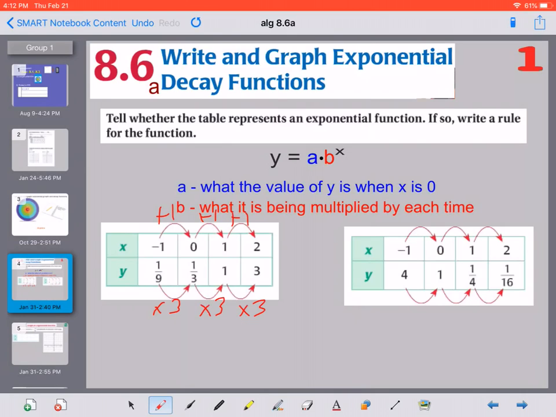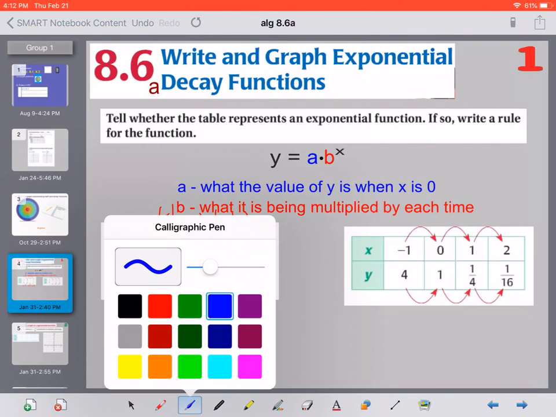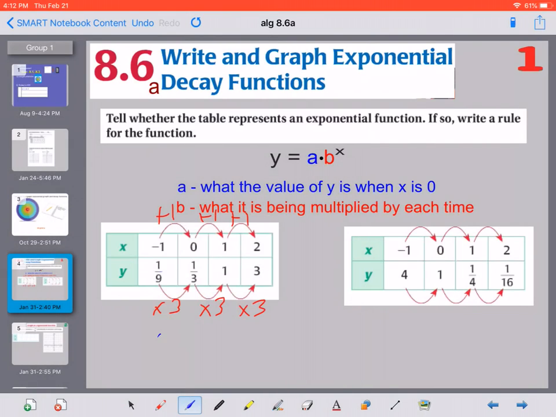So we've got to write a rule then. We always start with our y. So we have y equals, then we go to our a. The value of a is when x equals 0. So x equals 0 is 1/3. So 1 over 3. And b is what it's being multiplied by. Well, it's being multiplied by 3. We have 3 to the x power.